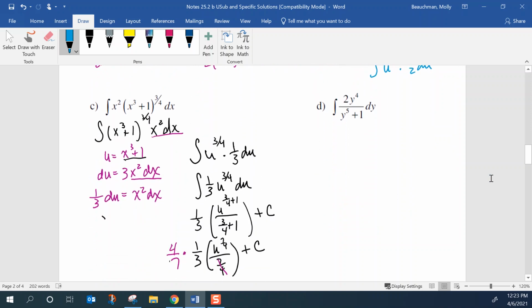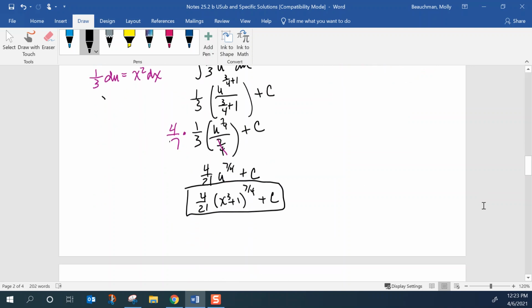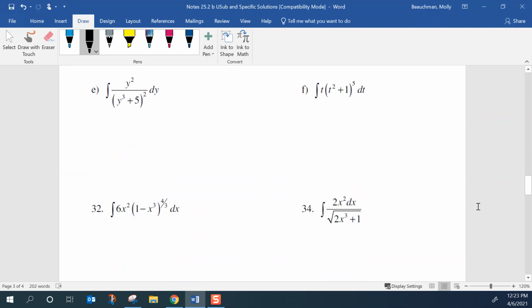All right, part D, you'll rewrite this as the integral of, we can't have a fraction, so think of this entire bottom expression, y to the 5th plus 1. To move it up to the numerator, that's going to be y to the 5th plus 1 to the power of -1 times 2y to the 4th dy. Then you can go from there. The other two, part E, question E will be the integral of y to the 3rd plus 5 to the -2 times y squared dy to get it in the right form.